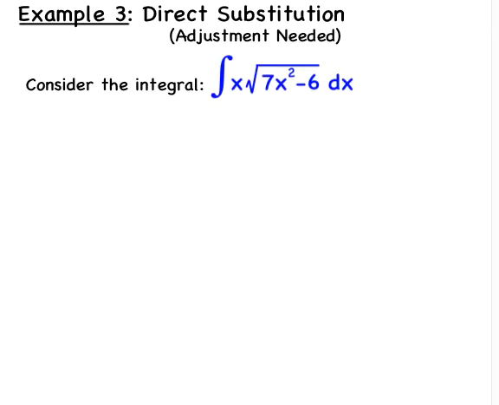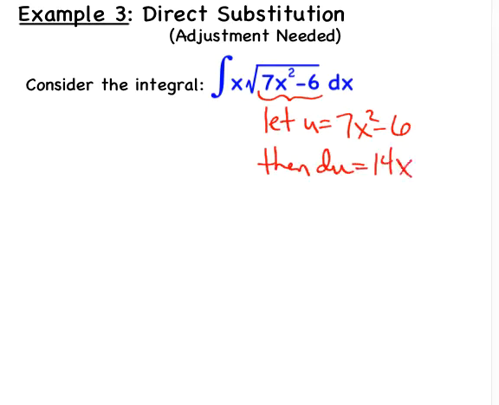And here we have a third example. This one again is direct substitution, but adjustment is going to be needed to make this happen. We see that our interior function is 7x squared minus 6, so we say let u equal 7x squared minus 6. The derivative of u is 14x dx. Again, we want to just do that streamlined derivative of u. We don't want to prove it anymore.